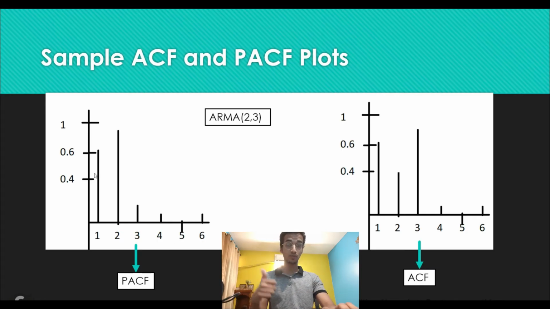And on the y axis you have the correlation, which is a value between minus 1 to 1 if you're using the Pearson correlation coefficient, right? So you can see that for values 1 and 2 we have high values of correlation, which is 0.6 and something around 0.8, right? Which means the first and second time period lags are relevant. PACF will tell you the order of the auto regression model.